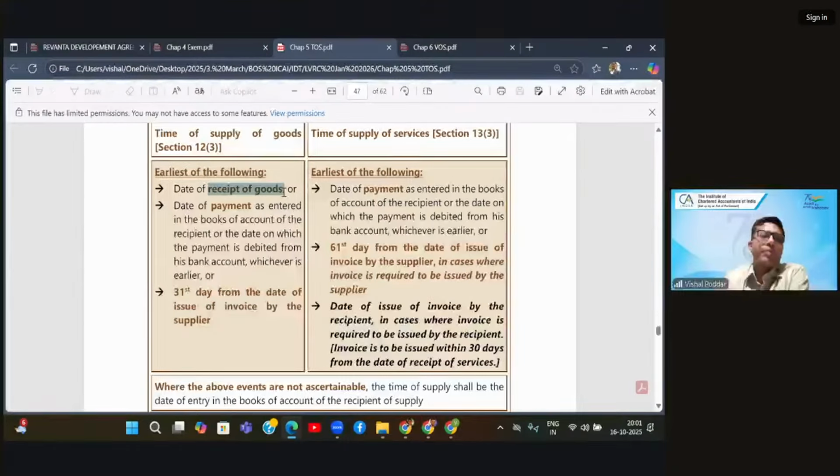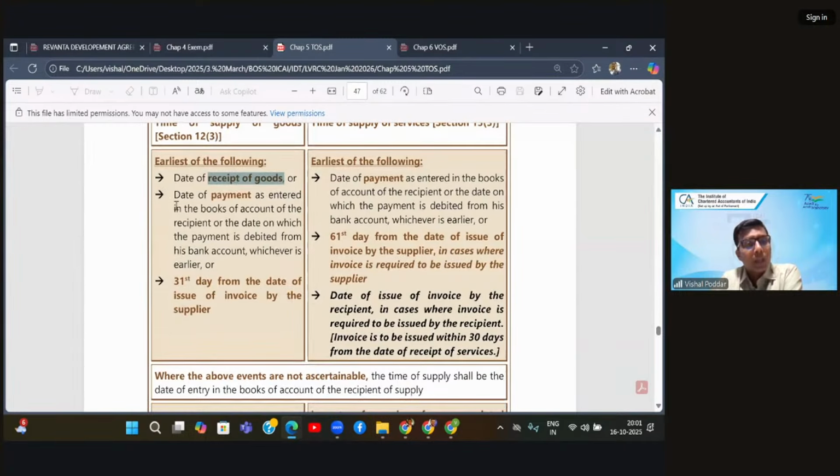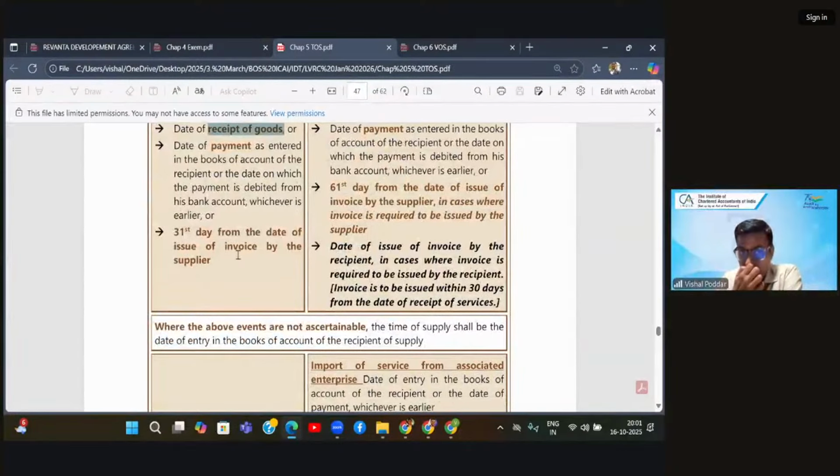Now, see here, the tax is payable by the recipient. So now you are going to look at the transaction from the recipient's perspective. In case of forward charge, tax was payable by the supplier. So you are looking at the transaction from the supplier's perspective. Here, it has to be looked at from the recipient's perspective. So first date is date of receiving the goods. Second date is date of making payment for the goods. And the third date is 31st day from the date of the issue of invoice.